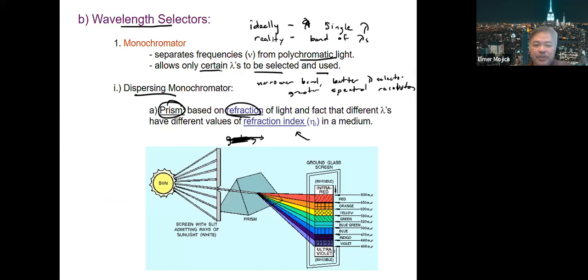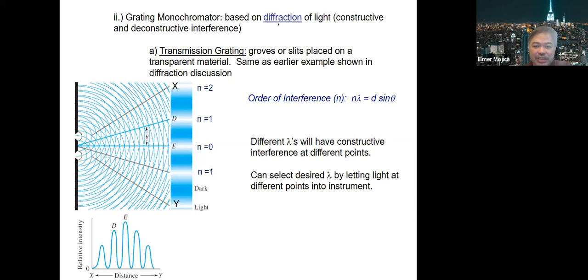Okay, so besides the dispersing prism monochromator, the other one is the grating monochromator. This is based on diffraction. Okay, so this has the so-called gratings. So the principle behind it is what? Diffraction, as opposed to the other one, refraction.